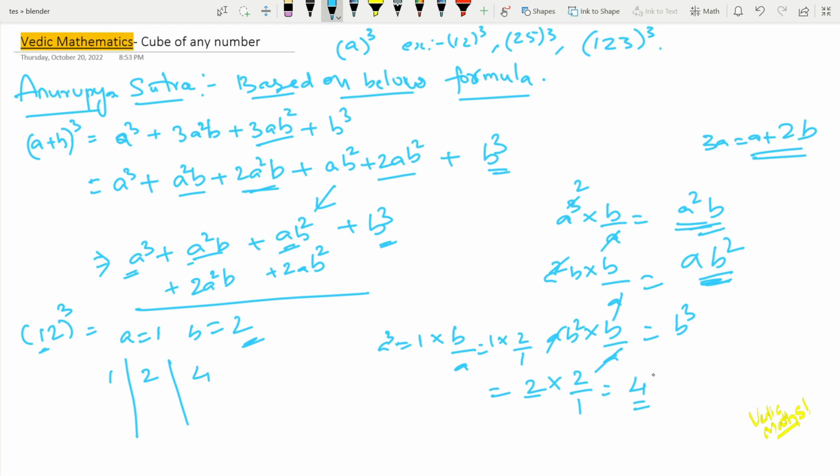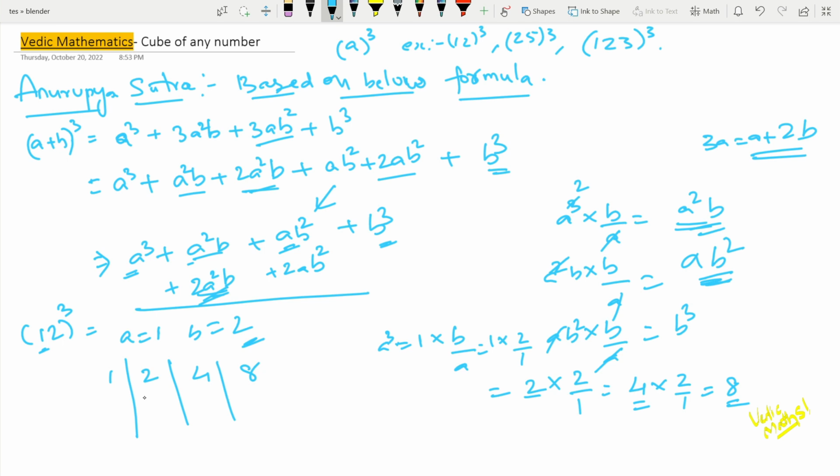This is your third term. Again you have to multiply that with b by a, which is 2 by 1. This gives you 8, which is the fourth term. This gives you 1, 2, 4, 8. And then for the other part, you have to double these numbers. We have here a square b, and then we have 2a square b. So double this one and you will get this particular term.